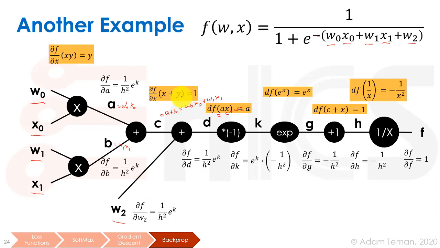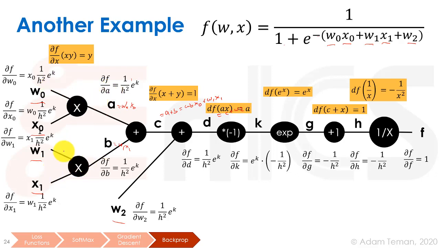Next point, now we have a multiplication. So we have x times y. There are 2 different inputs. The derivative according to one of them is going to be the other. The derivative according to the other is going to be the first one. So what we're going to do is take our derivative from the chain rule. Df to dA is going to be 1 over h squared e to the power of k, and to one side it's going to be multiplied by w0, to the other side it's going to be multiplied by x0. And the same thing is going to go on this multiplication. So here we have w1 times what we had before. Here we're going to have x1 times what we had before.